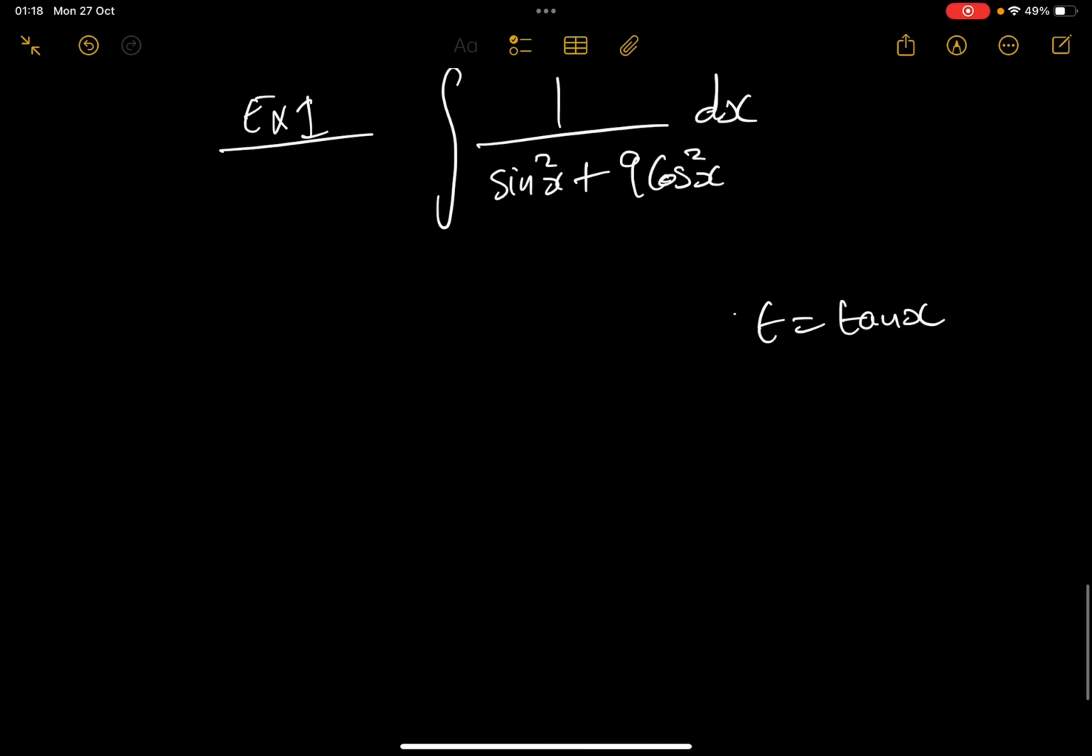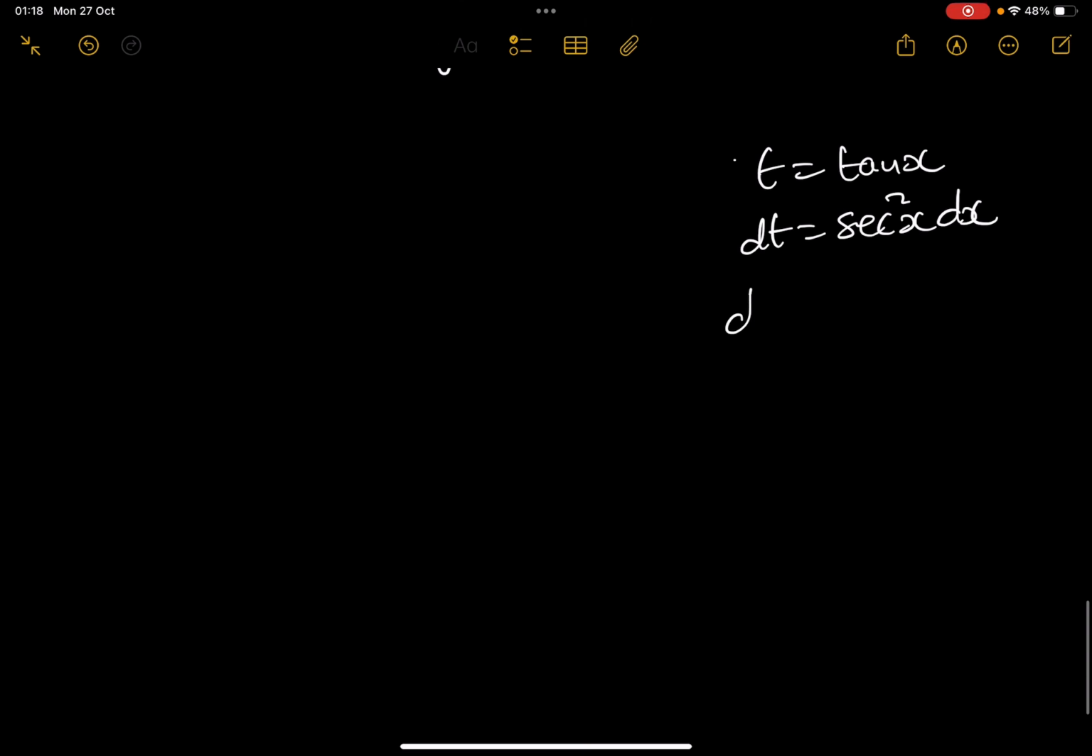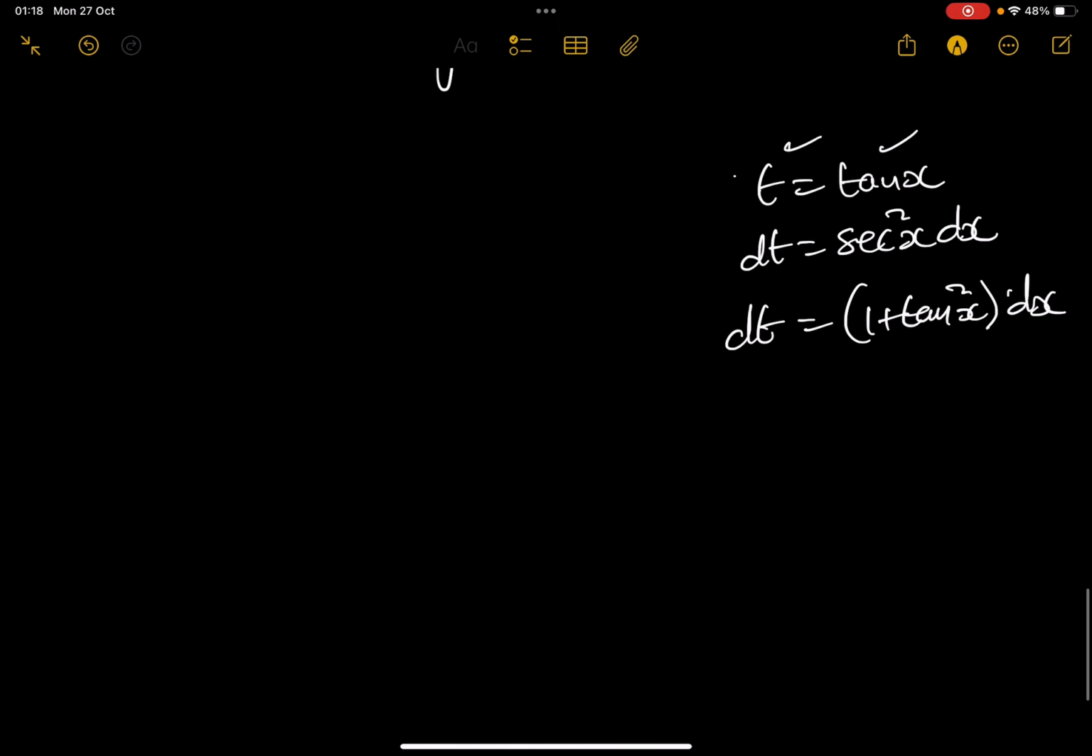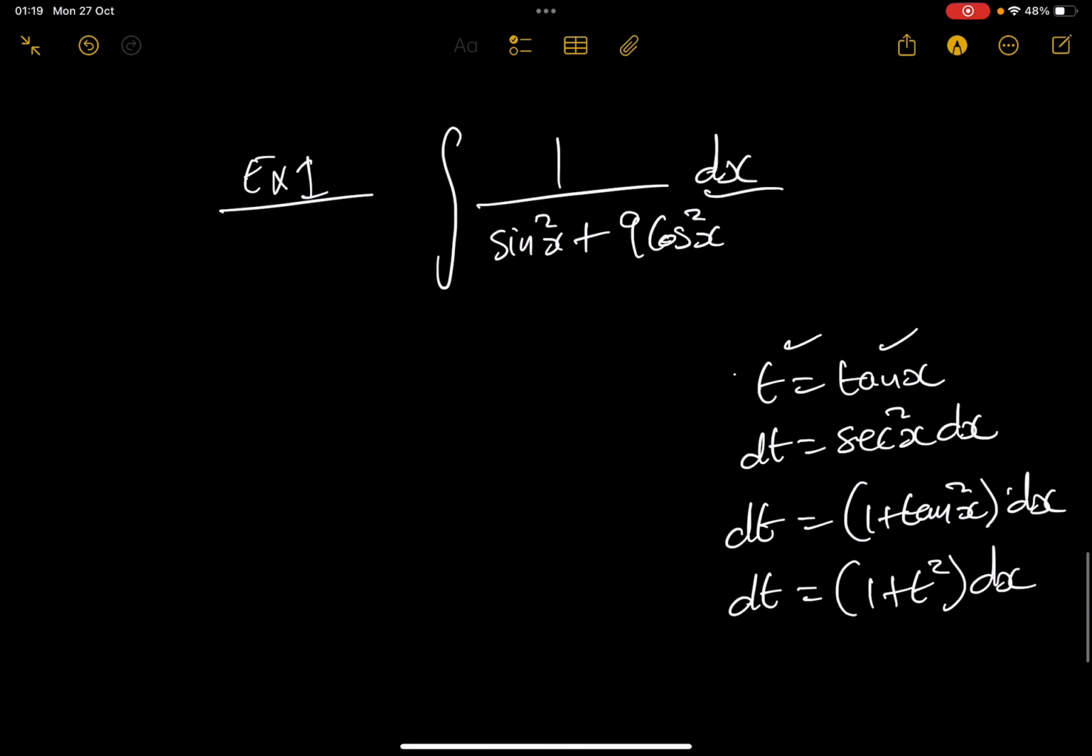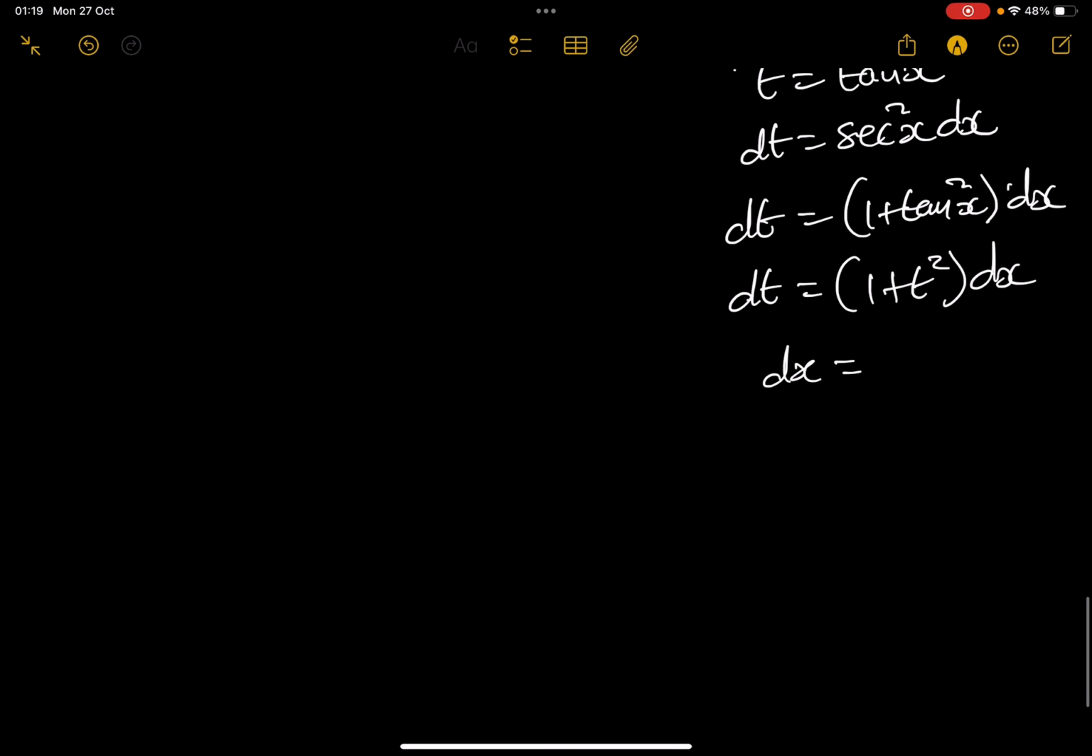Which means dt is equal to sec squared x dx, and we know that sec squared x is 1 plus tan squared x, so dt is equal to 1 plus tan squared x dx. Since tan x is equal to t, that means dt is equal to 1 plus t squared dx. So instead of dx, we are going to have dx is equal to dt over 1 plus t squared.